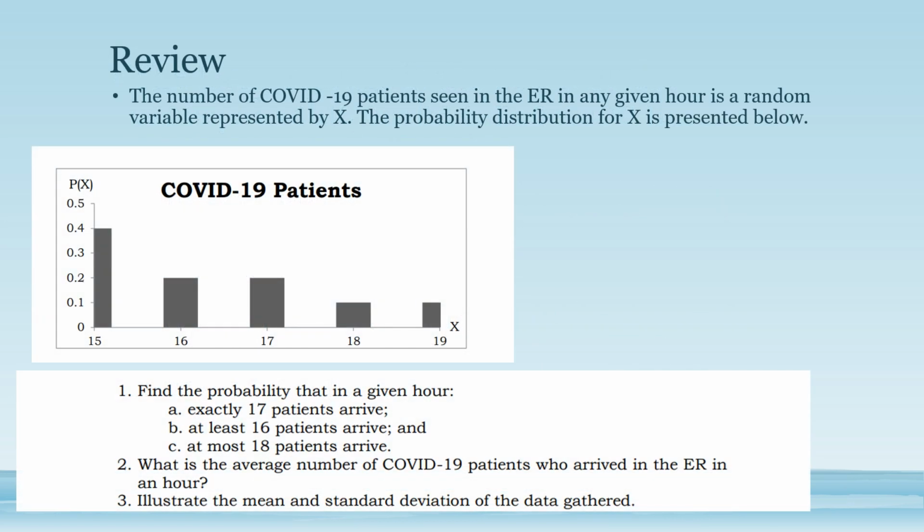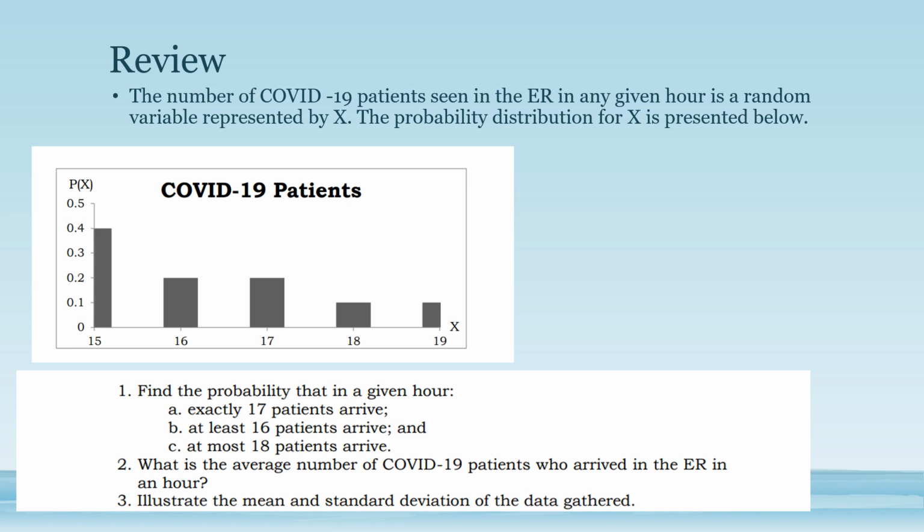Let us start with a review. The number of COVID-19 patients seen in the ER in any given hour is a random variable represented by X. The probability distribution for X is presented below. And let us answer the following questions.